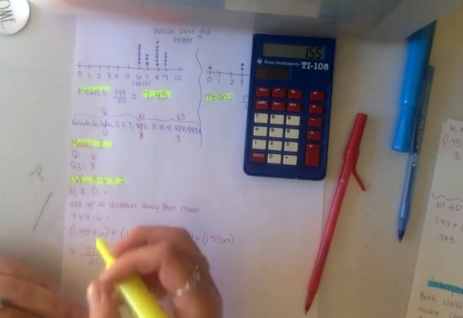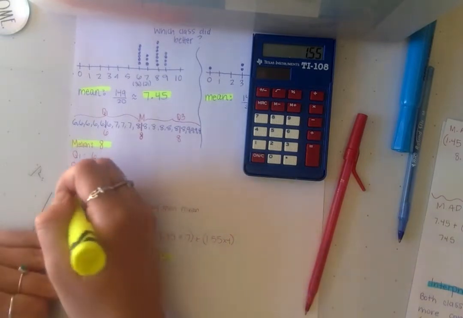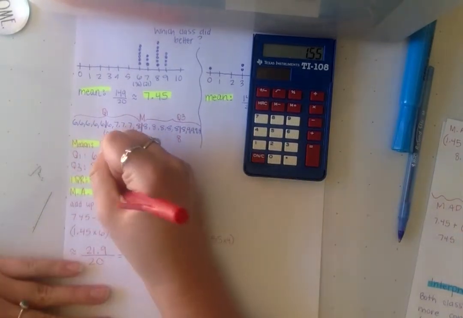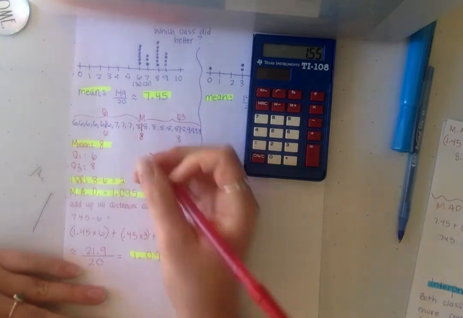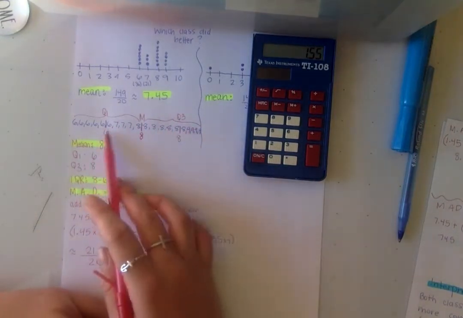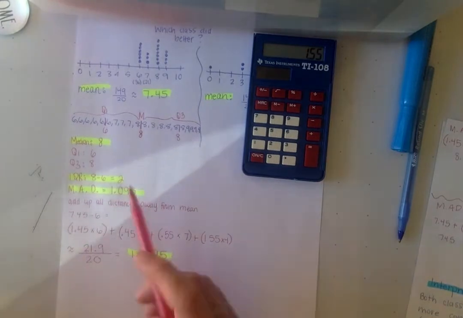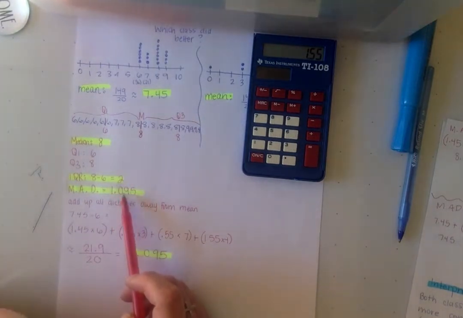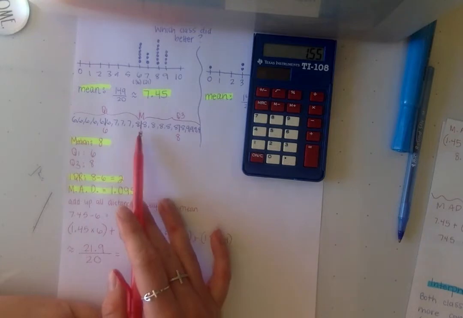So I just figured out my MAD. My MAD equals 1.095. And this means the average distance from my mean of all of my different values is about 1.095. So that's pretty good. That's telling me that they're all pretty close together.